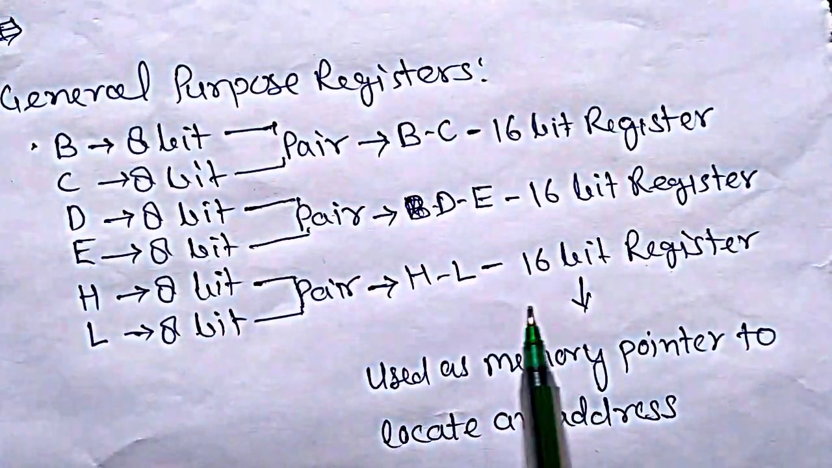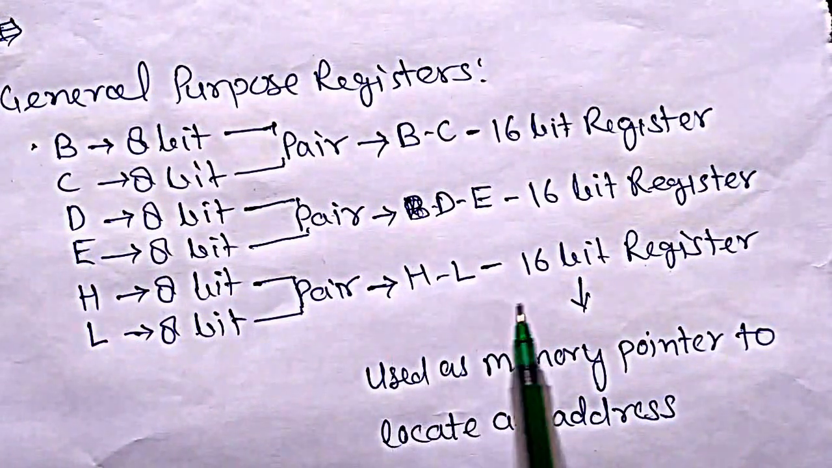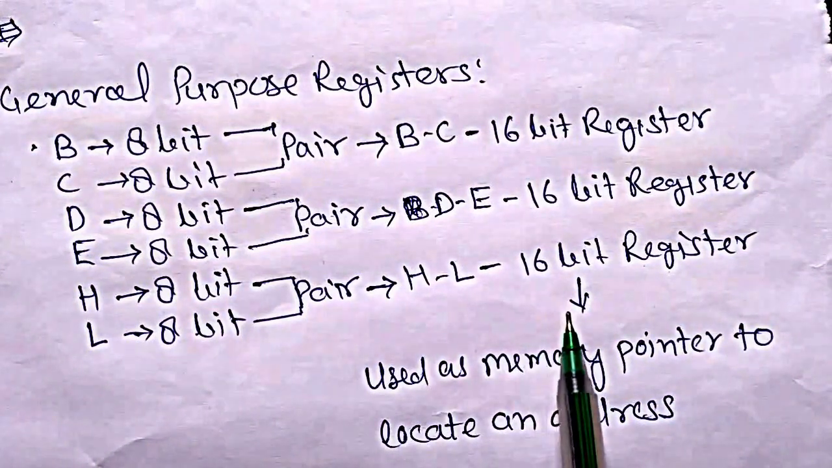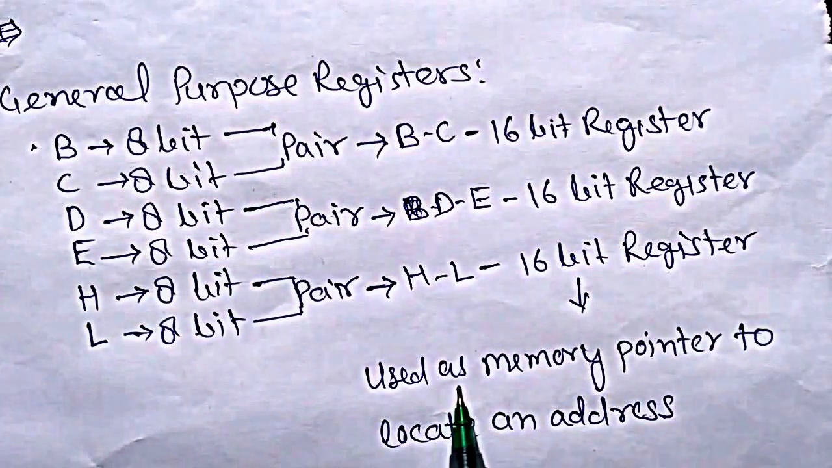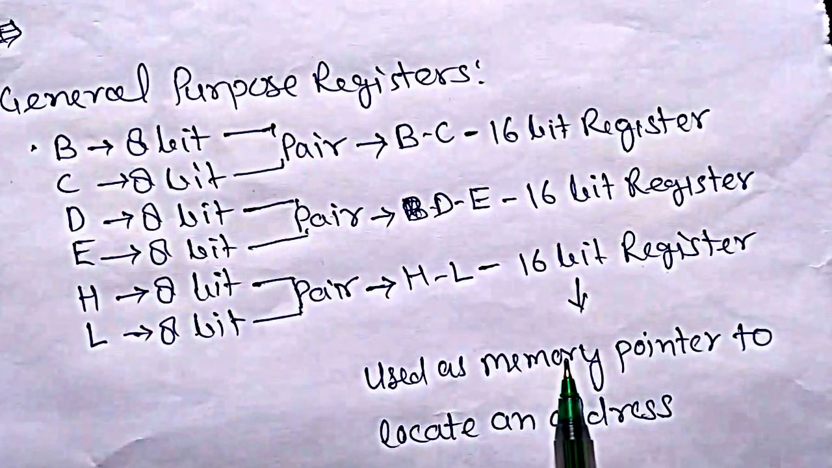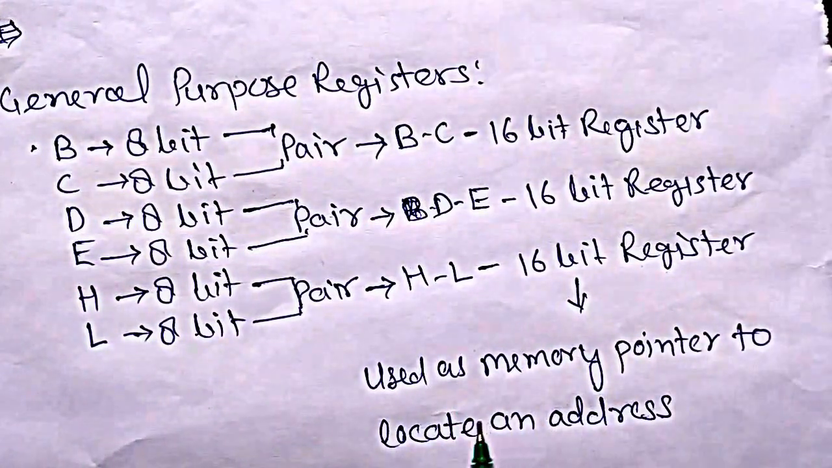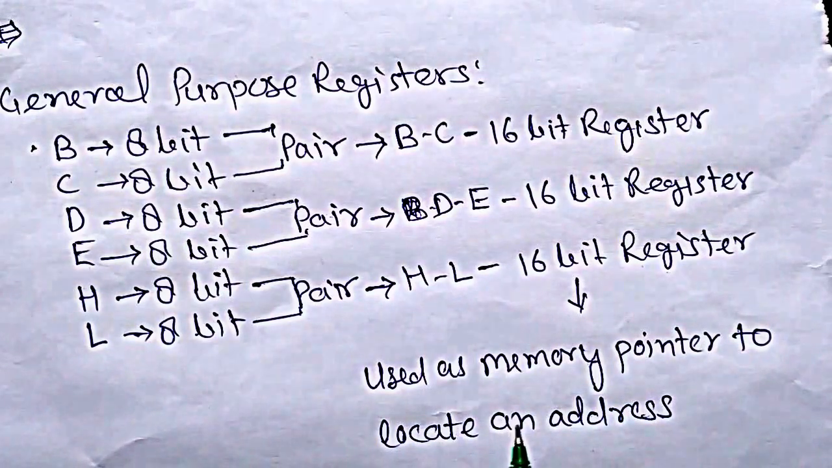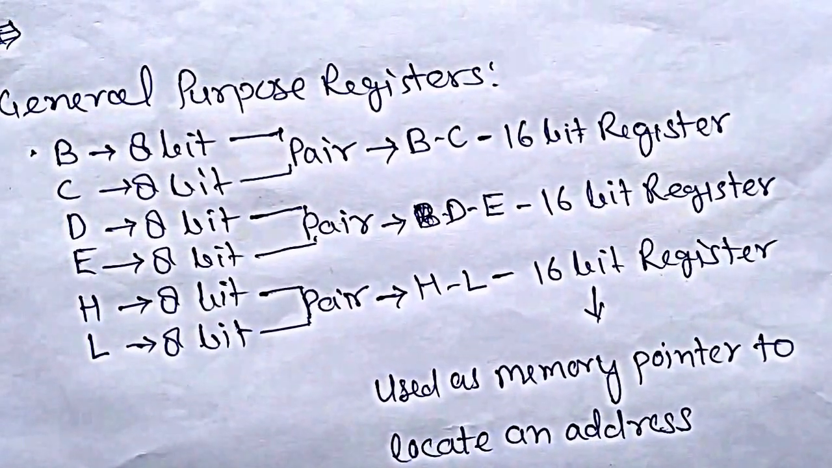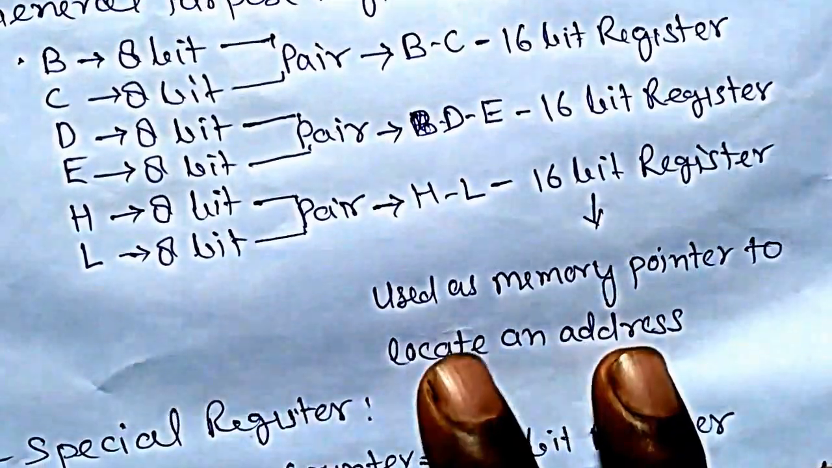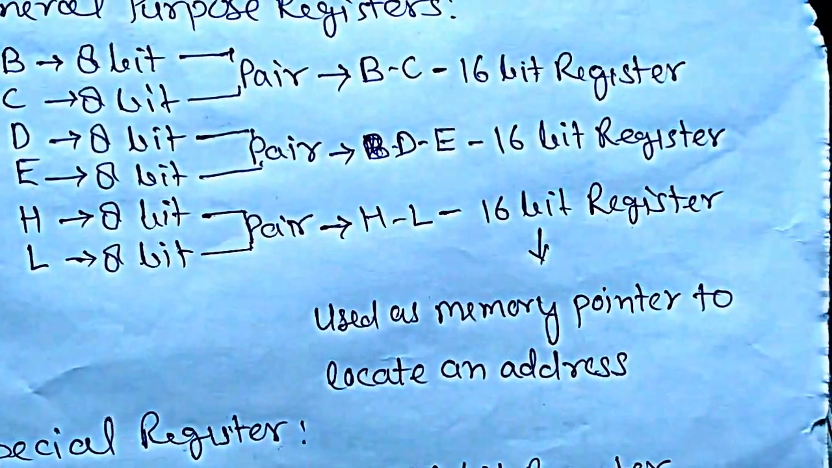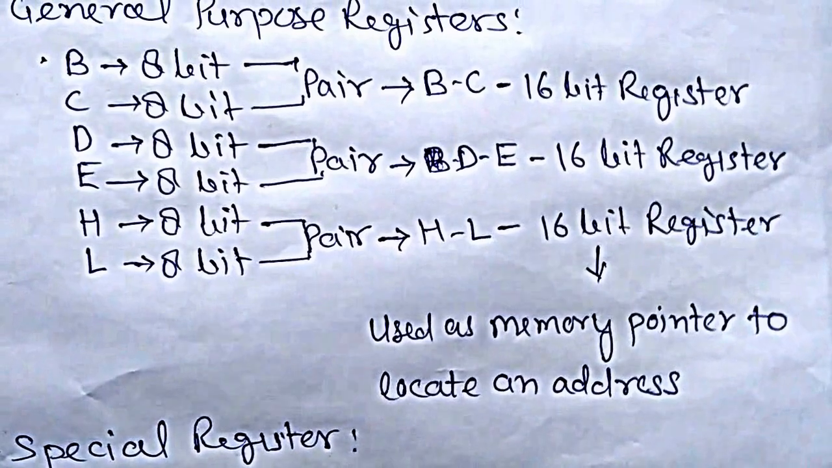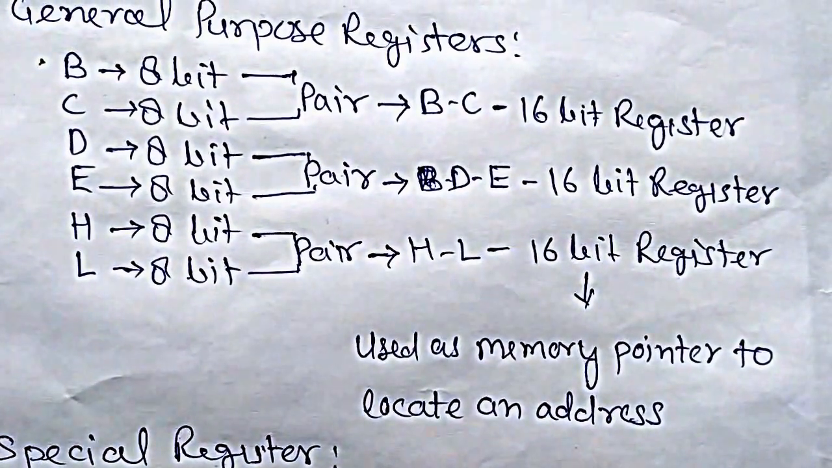The HL pair register is a 16-bit register and it is used as a memory pointer to locate an address. Special registers: the third group is the special registers.